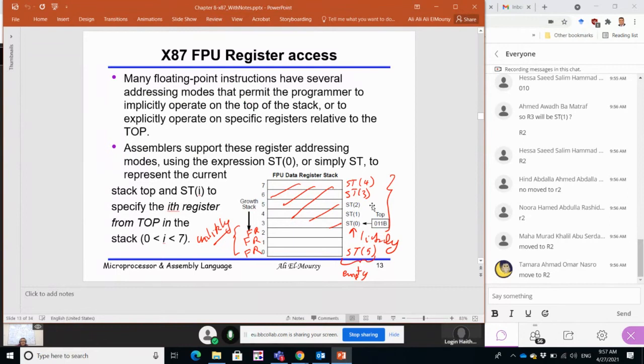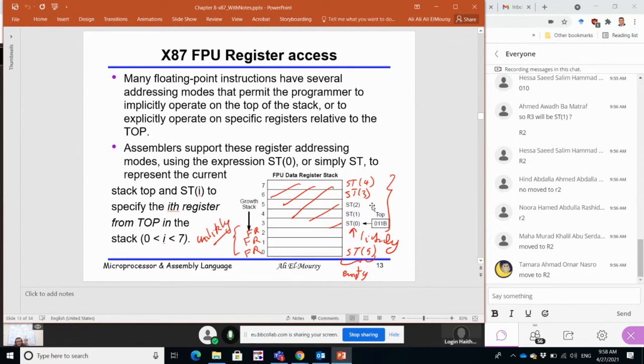So many floating point instructions have several addressing modes and permit programmers to implicitly operate on the top of the stack or to explicitly operate on a specific register. So here you have the two modes of operation. Either you are particularly talking about FR1, FR2, FR3, okay? So you are talking about one specific register.